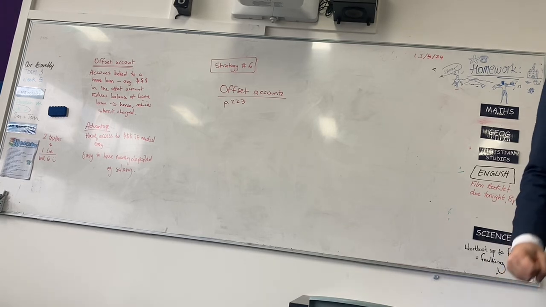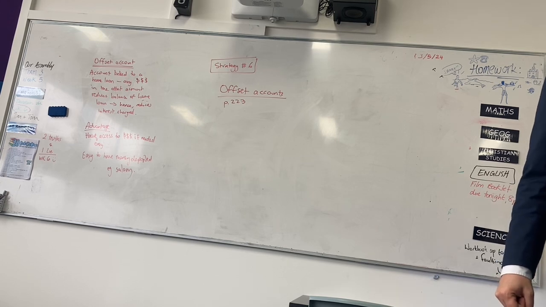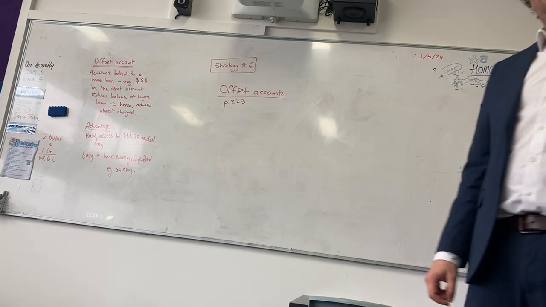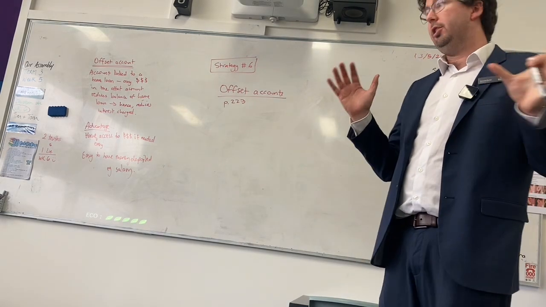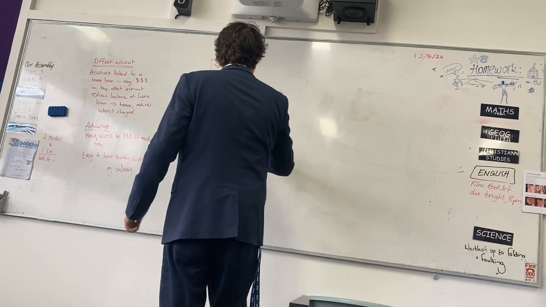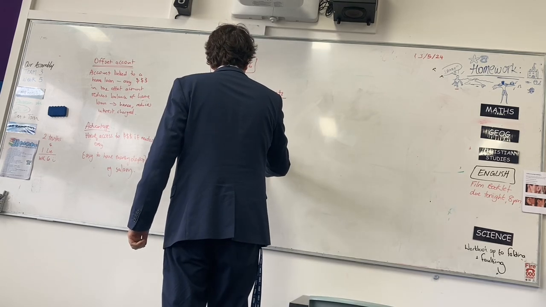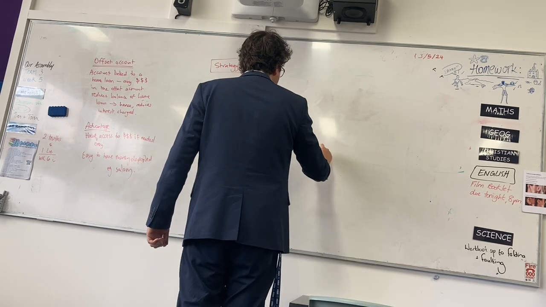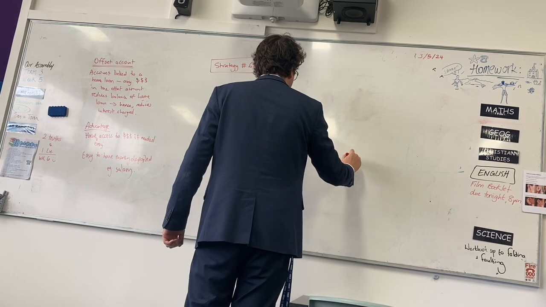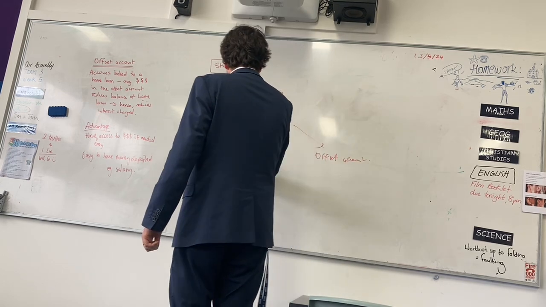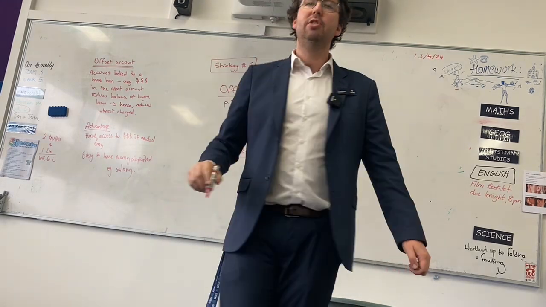Why would you put it in an offset account if you can just put your yearly salary in a savings account and earn interest on it? Good question, because let's think back: you've got two options. Option A is an investment account. Option B is an offset account. So you could put it into an investment account.